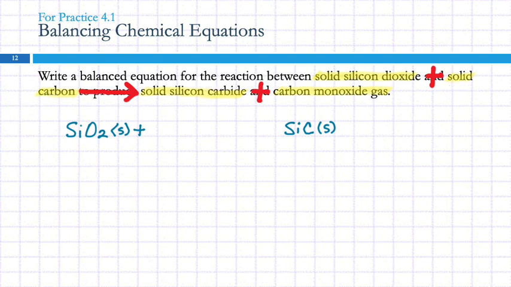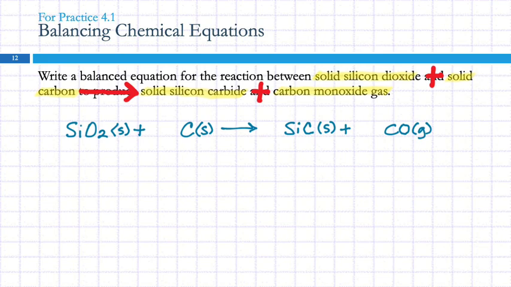Solid carbon. So carbon's an element. Is it a diatomic element? No. So we don't need to write a 2, we just write C. And S for solid, and our arrow. Carbon monoxide. Is that a molecular compound? Yeah, because carbon is not a metal. So carbon monoxide, we've got carbon, monoxide, 1 oxygen. That's a capital O. And that's a gas.